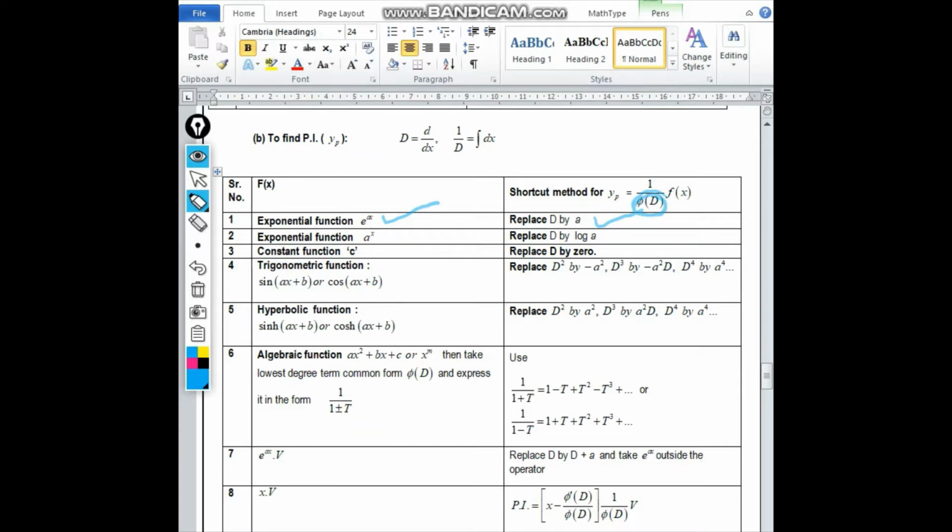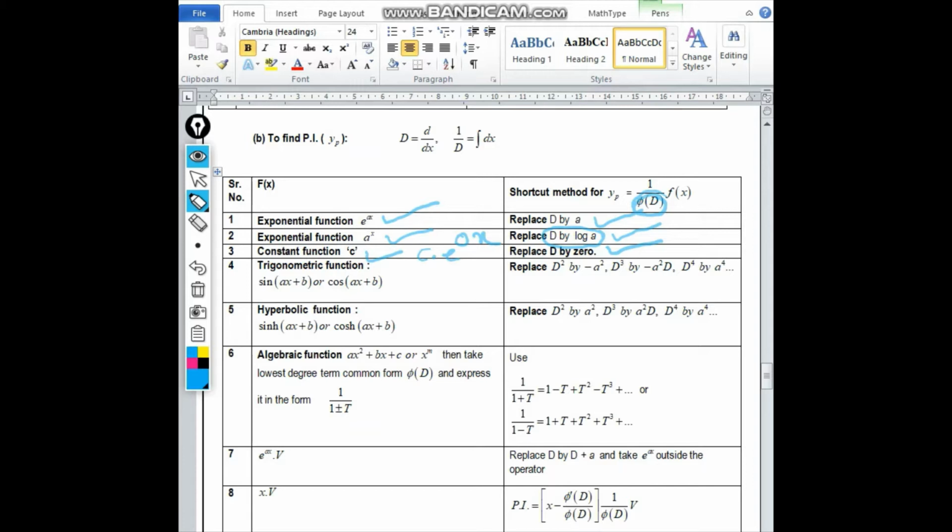replace D by a. Now, when the base is a, that is an exponential function with the base a raised to x, replace D by log a. Replace this D by log a. The last thing, when there is a constant, the constant can be taken as a constant into e raised to 0x. So replace D by 0. So that is case 1, which is known as the exponential function, e raised to ax, a raised to x, or c.